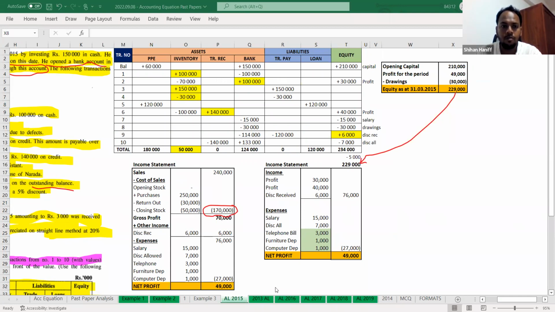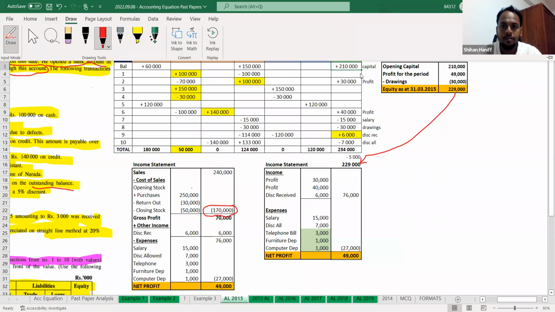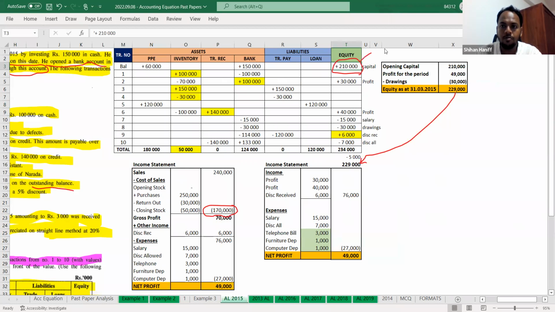Then let's do 2017. Equity part. Opening capital is 210. This is the opening capital, 210. Profit, we calculated the profit. It's 49,000. And drawings, 30,000. That's it. So you get the closing equity. It's 229.